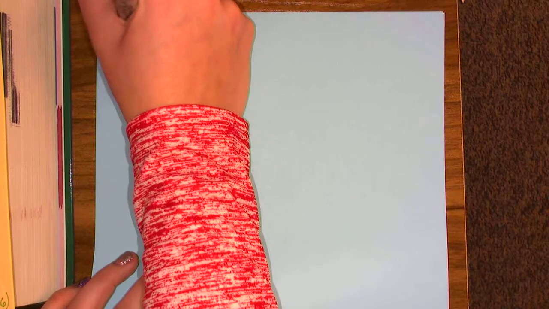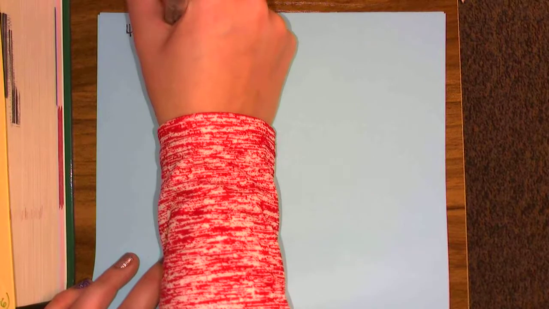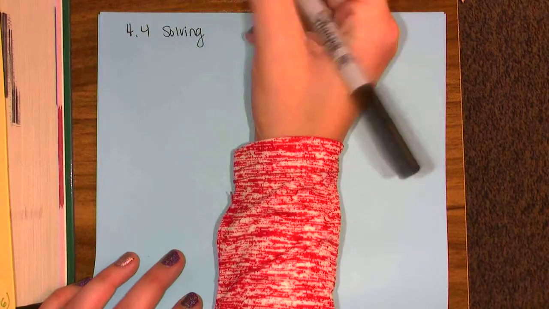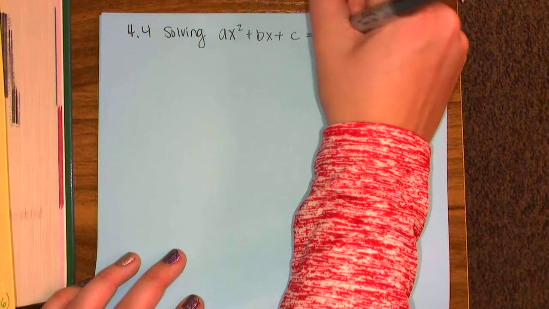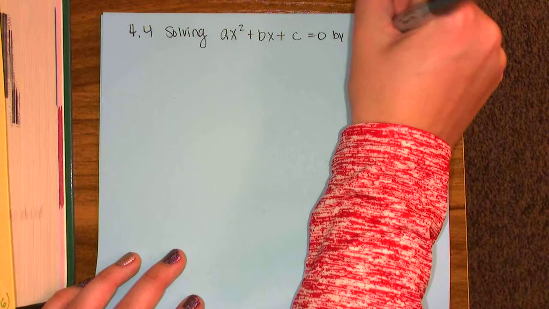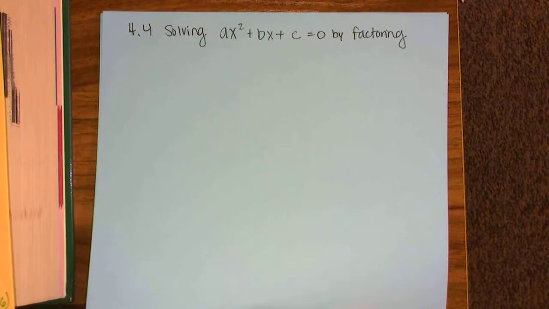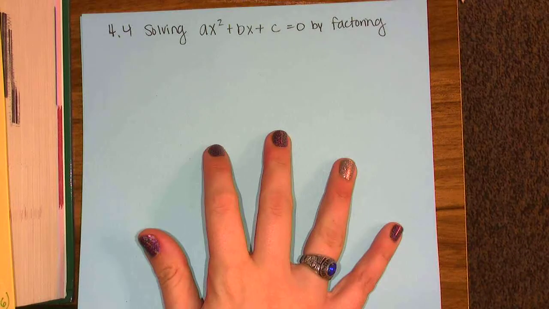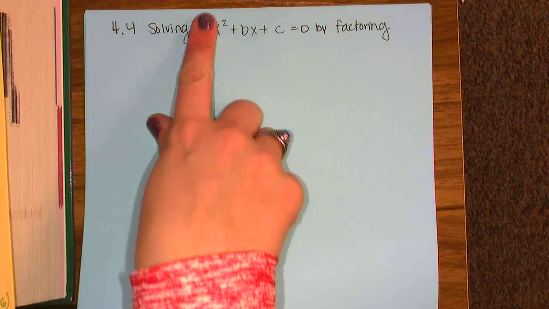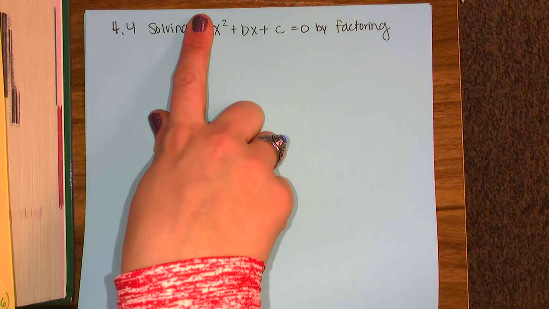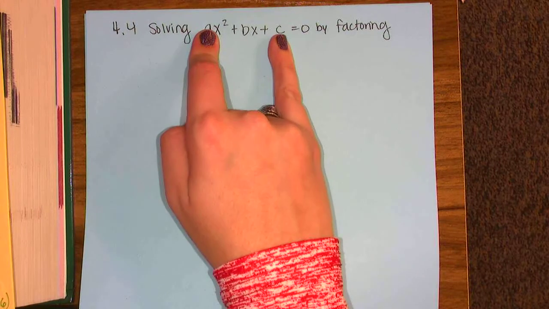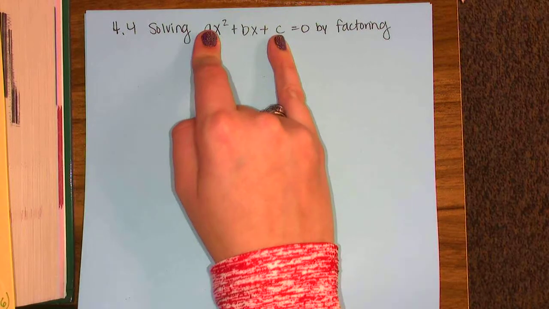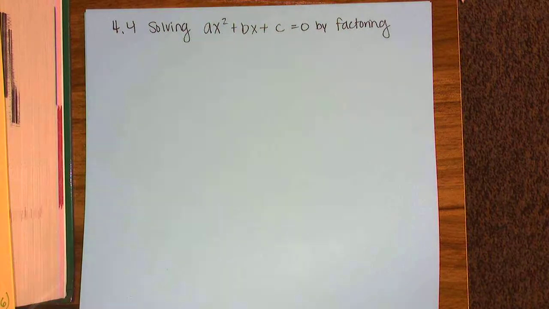Basically now we are solving equations of the form ax squared plus bx plus c is equal to 0 by factoring. So we've been graphing them. Now we're going to be factoring them. So basically the difference now is we have a number here. Before we just had this, which basically just means it was a 1 in front. So now we have to multiply a times c and get factors of that that give me b.